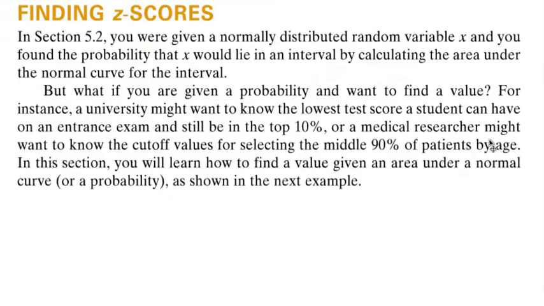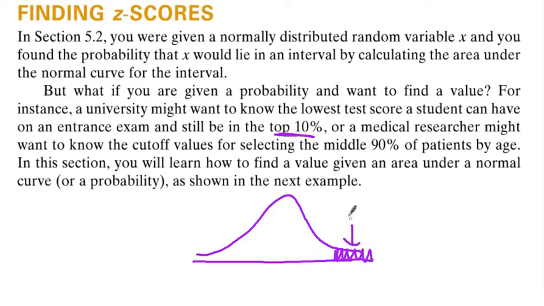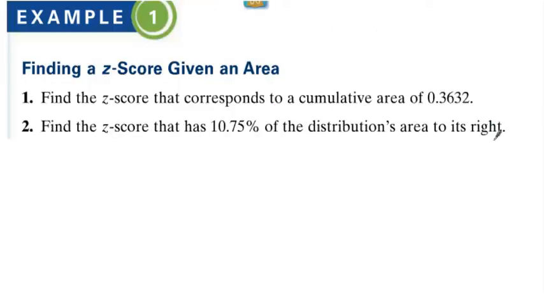Here's a real life example. Let's suppose that you're applying to medical school and you know that you have to be in the top 10%. Let's say this is 10%, 0.10, and you want to know what test score you need to be in the top 10%. That's a perfect example of when you would need to go in the opposite direction. So we'll talk about how to do that.